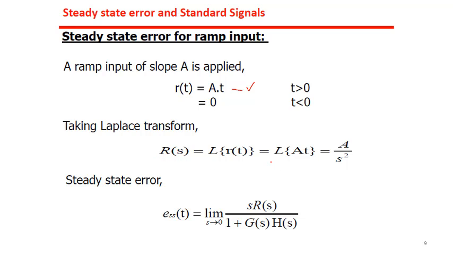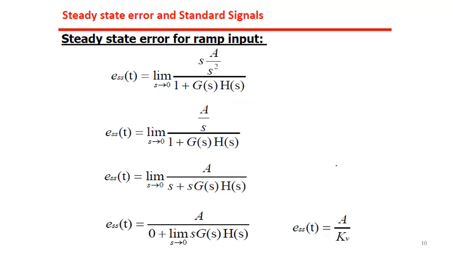R of s equal to Laplace transform of A t. So A is a constant, so it will be A divided by s square. Hence, we already know that steady state error ESS for a function of t is equal to limit as s tends to 0 of s into R of s whole divided by 1 plus G of s into H of s. Here we are going to substitute R of s by A divided by s square.